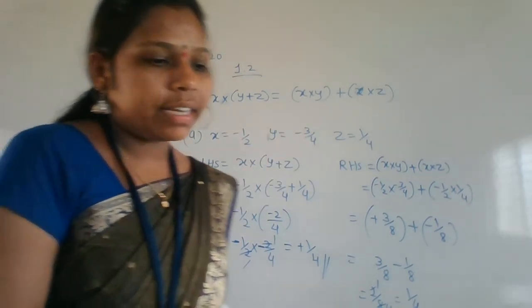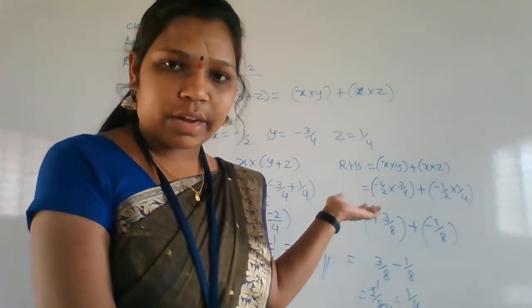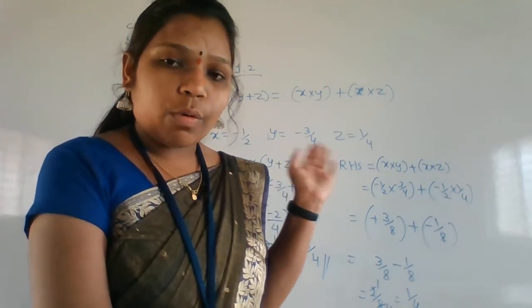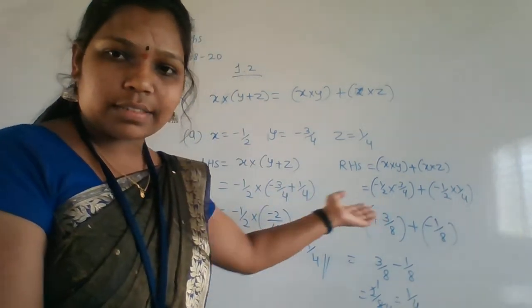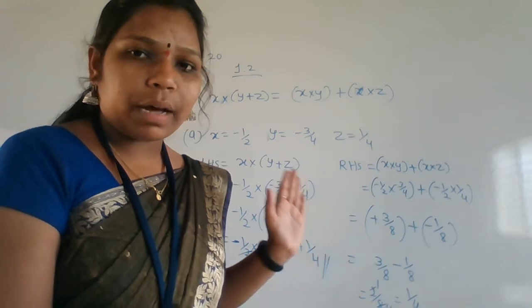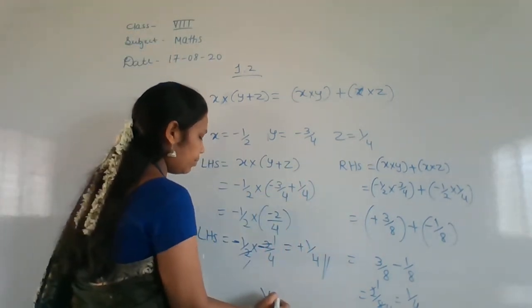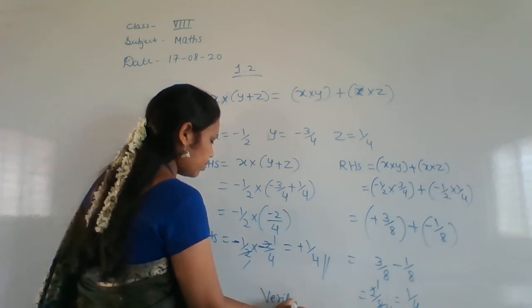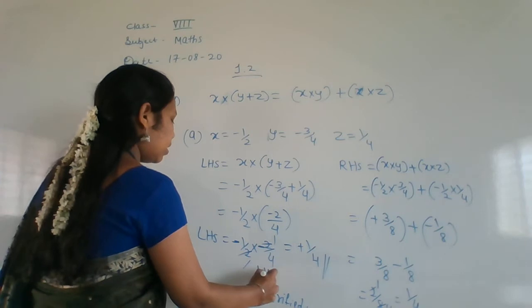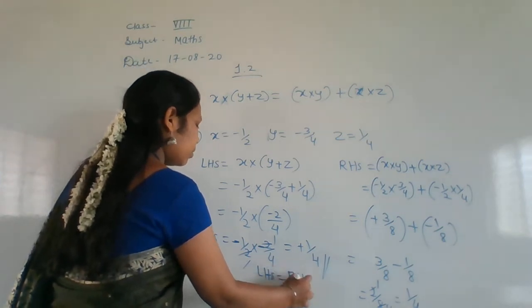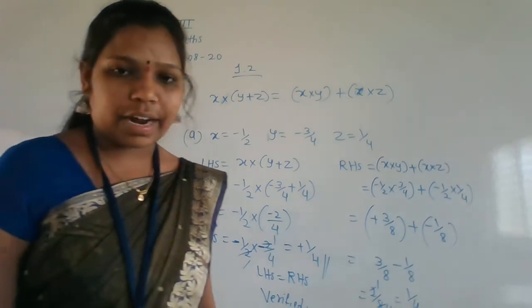So what they told is, verify the property for a rational number by taking the values x, y, z like this. So here what we did, we got the LHS value as 1 by 4 as well as the RHS value as 1 by 4. So here what we have to write is, verified. Here LHS equal to RHS, and verified.